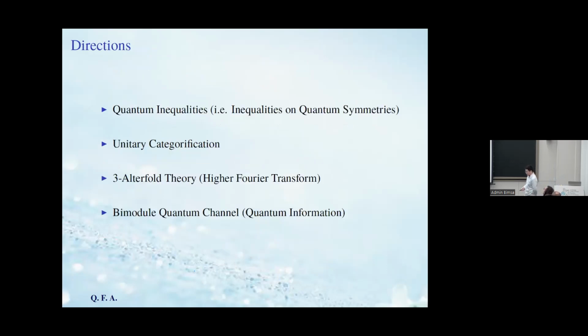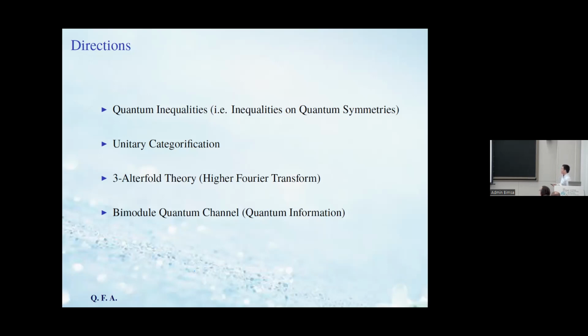So I introduced the fundamental notions in quantum Fourier analysis, like the Fourier transform, convolution, and the bishift of a biprojection. So what can we do with it? Currently, we have 4 directions here. We hope that we will have more. The first one is quantum inequality. When I say quantum inequality, this means inequality of quantum symmetries.